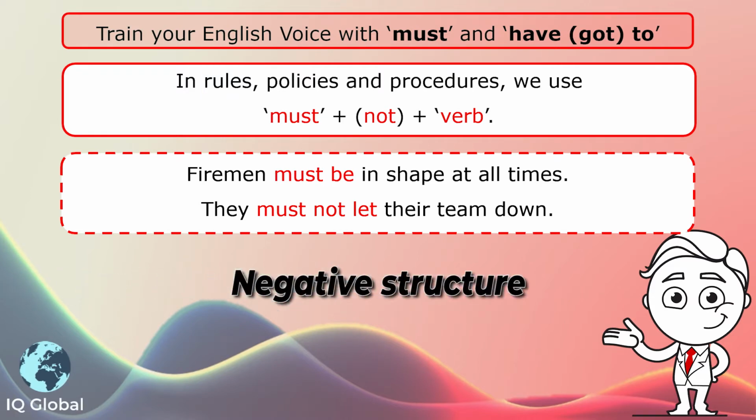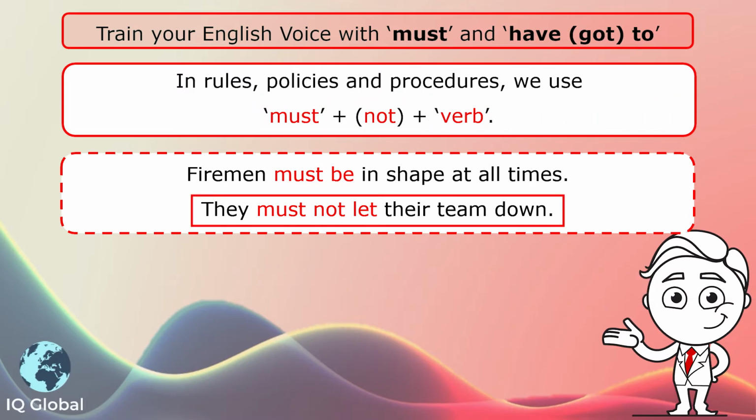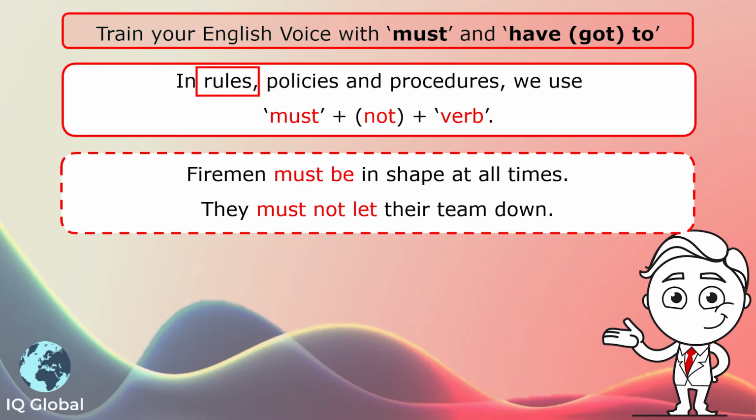The negative structure, we use must plus not plus the verb. For example, they must not let their team down. This is again another rule. It's very formal, something they mustn't do.